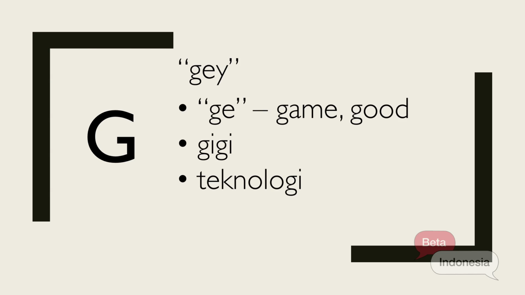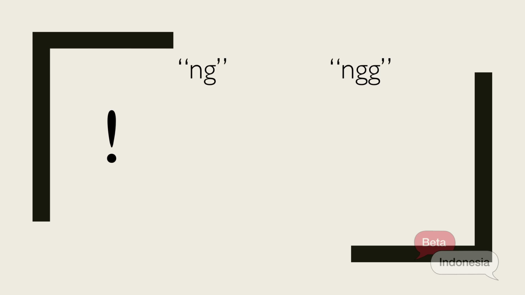The letter G is always pronounced G, like game or good, and never like giant or geography, such as gigi and technology. There is an exception, however.